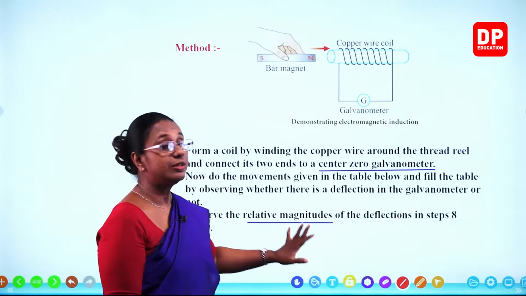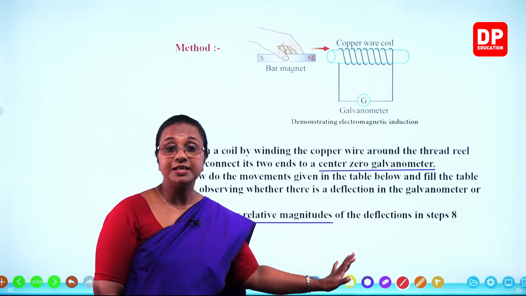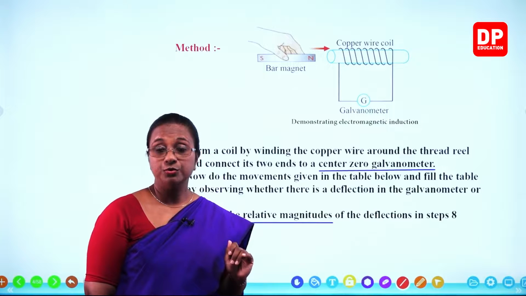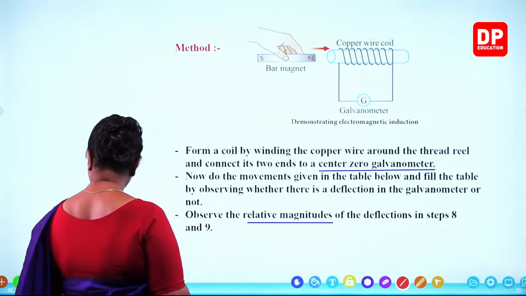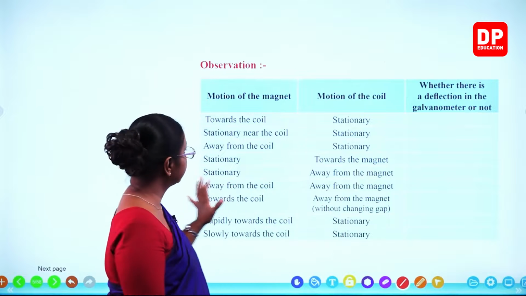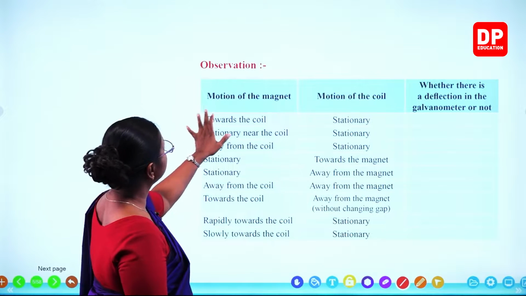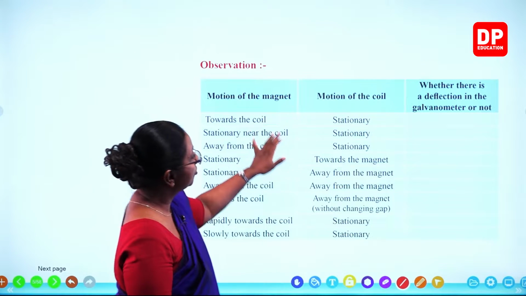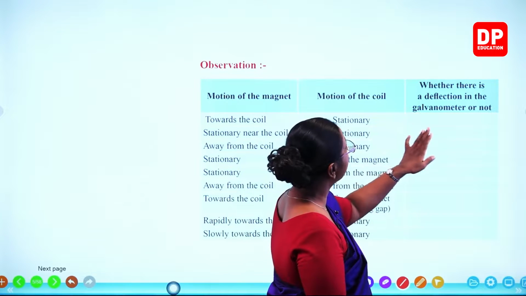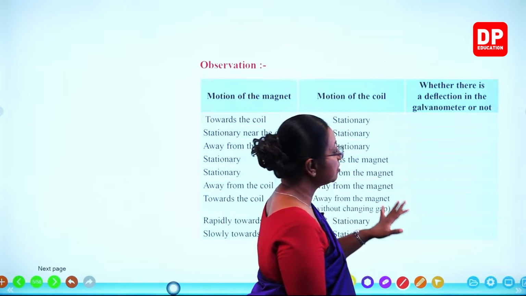Before I do the activity, I will show you the table also. Then you will know how we need to do the movements. I'll move on to the next slide. This is the table for the observation. Here you can see motion of the magnet and motion of the coil, and you need to fill in whether there is a deflection in the galvanometer or not.